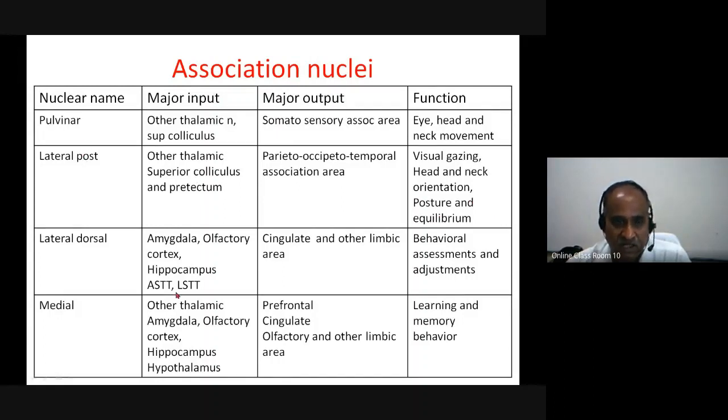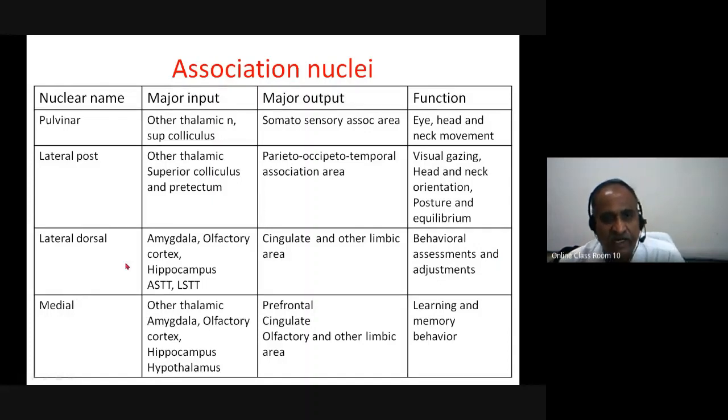Lateral posterior. Lateral dorsal, it is connected with the amygdala, olfactory, the hippocampus, anterior spinothalamic tract, lateral spinothalamic tract, and it reaches to the cingulate and other limbic areas. This is for the behavioral assessments and adjustments.